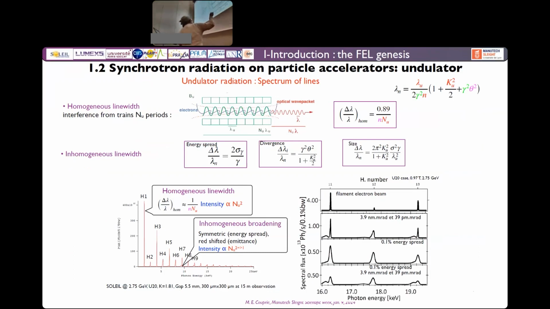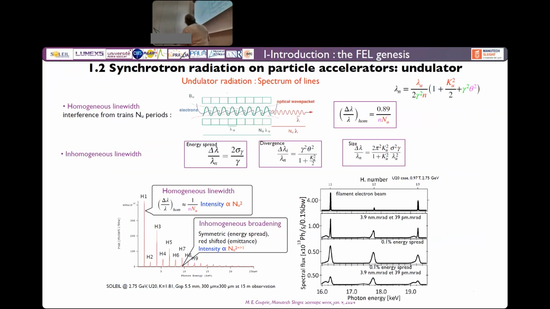Then if I put in the energy spread, I have electrons of lower and higher energy, so it broadens the lines on both sides and limits the peak intensity. And then if I combine both effects, emittance and energy spread, you see that starting from my filament electron beam, I have damped the radiation. This is on a harmonic.